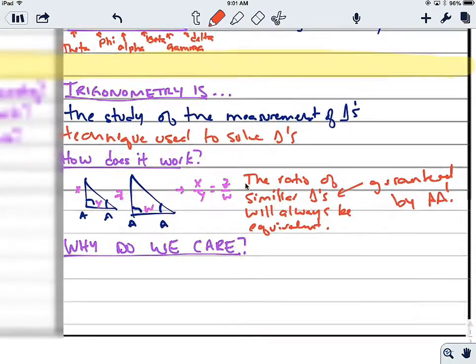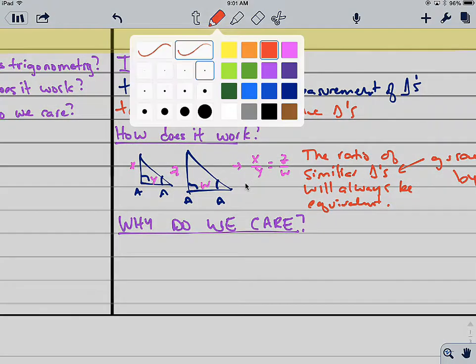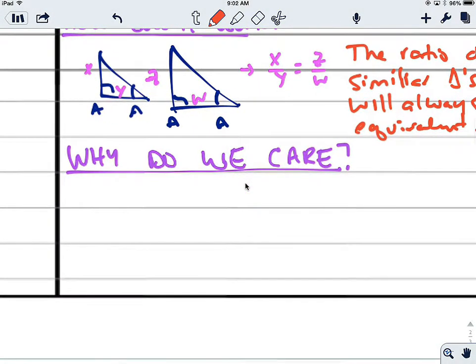Okay? So if we have these two triangles that we know are going to be similar through angle-angle, the ratios are going to be the same. Guys, that's all trigonometry is. That simple observation spawned a whole branch of mathematics. So why do we care? Well, hopefully the why we care is going to be obvious, because this allows us to find missing parts of a triangle.